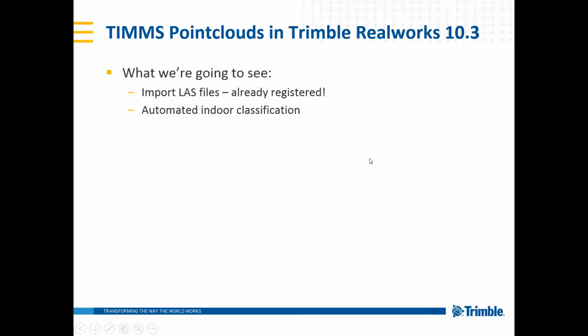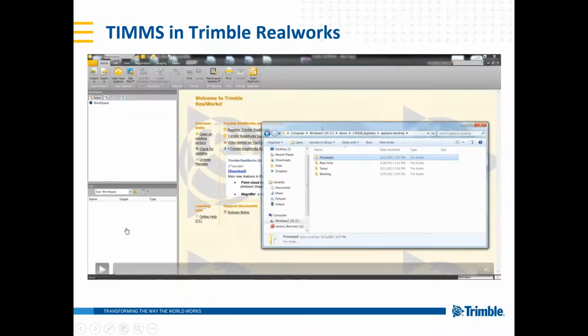So what we're going to do is watch as an operator pulls in the LAS files, which are already registered. We're going to do a bit of trimming to get rid of some of the stuff that we don't want. And then the new feature that we're going to look at is automated indoor classification. Automated indoor classification is an attempt by the system to automatically classify walls, floors, and ceilings separate from everything else. This is a great way to filter out people, filter out furniture, filter out all kinds of noise if all he's really interested in doing is modeling the walls and the space itself. So again, nice little video.